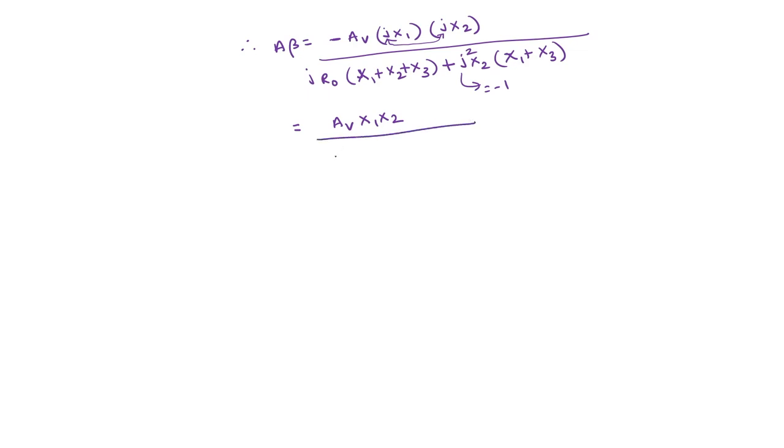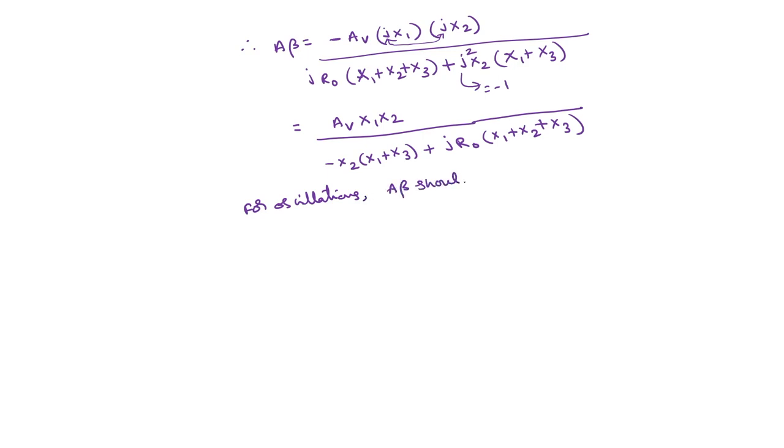What is the real part and what is the imaginary part? Minus X2 times X1 plus X3 is the real part, plus J times R0 into X1 plus X2 plus X3 is the imaginary part. But for the oscillations, A beta should be real. This implies the imaginary part is 0. This is 0 means X1 plus X2 plus X3 is equal to 0. This is the condition for the oscillations.